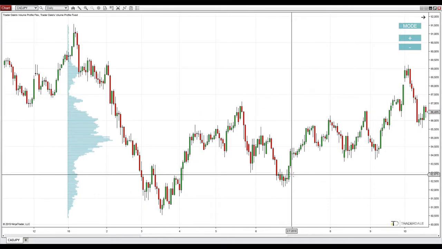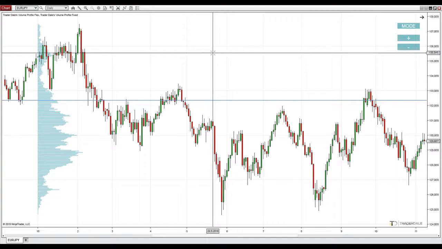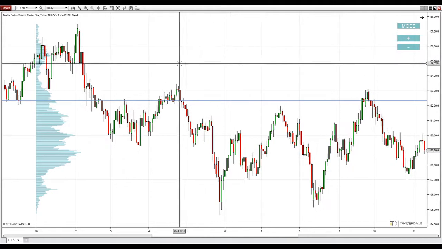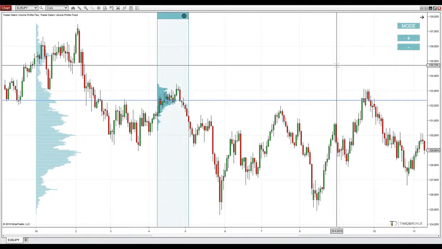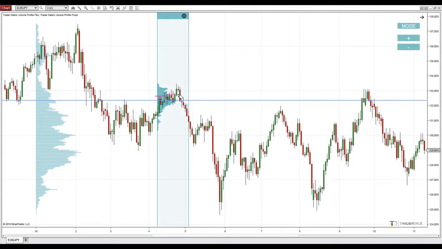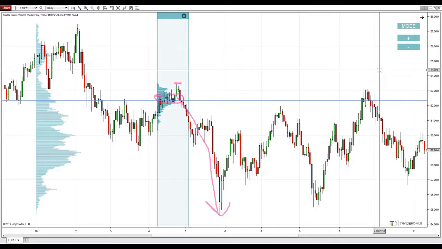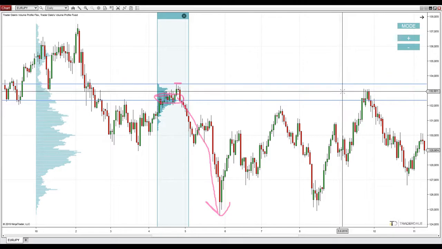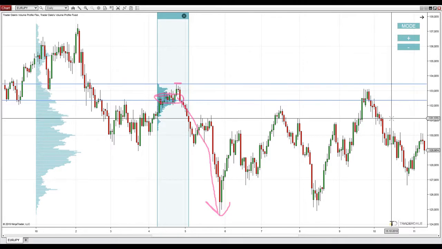This one is on the euro Japanese yen, and this one was based on the volume accumulation setup. It was based on heavy volumes which got accumulated within this rotation, after which this strong sell-off started. The stop loss for this trade was above this swing high, above this swing point right there, and the take profit was somewhere in here.